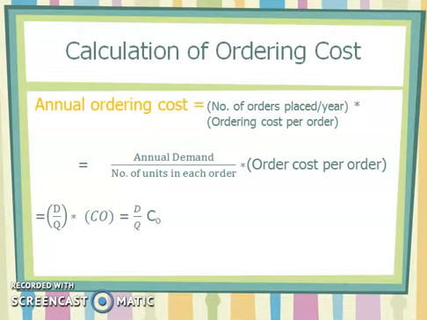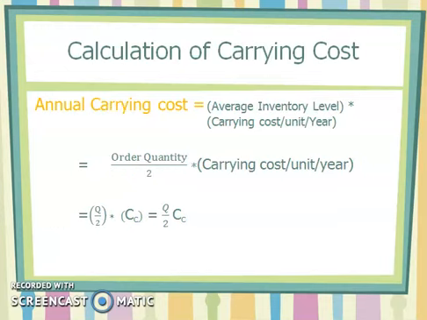So the expression for this calculation of ordering cost is D, which is annual demand, over Q, quantity per order, times CO, that is ordering cost per order. In the next step, we'll calculate the carrying cost.